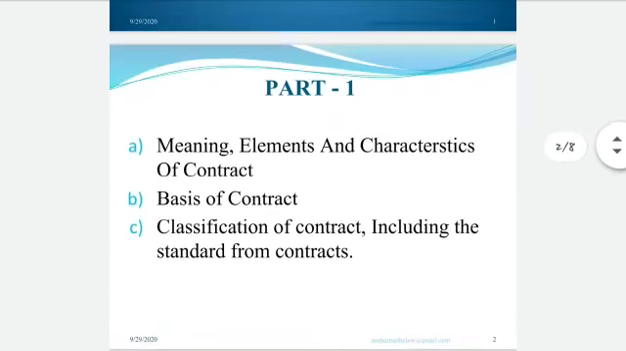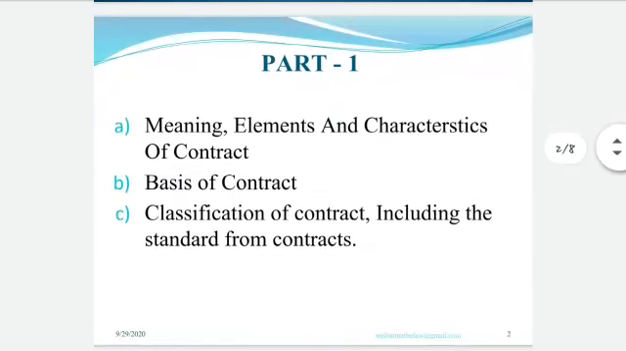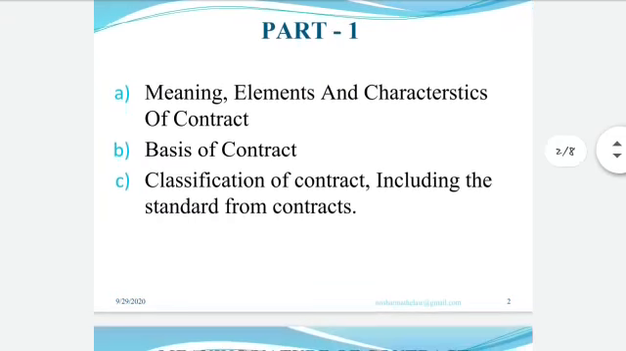We are discussing contract first, part first, just because it is very essential for everyone to understand. Part 1 consists of the meaning, elements and characteristics of contract, the basis of contracts, and third, the classification of contract, including the standard forms of contract.